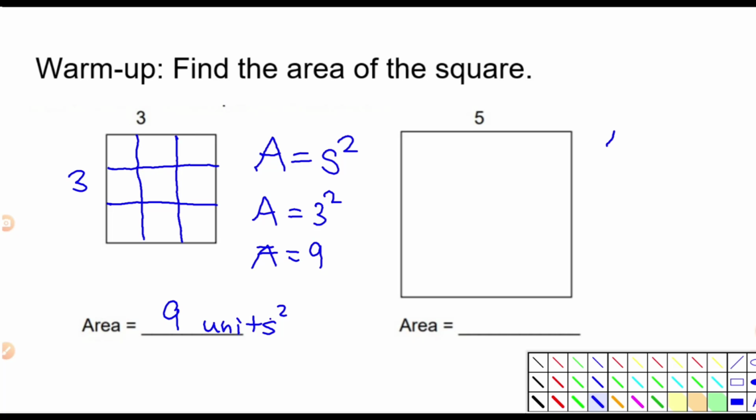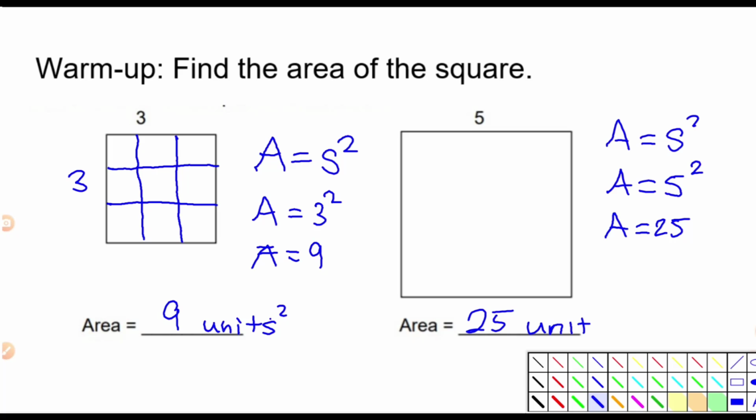Next one should be nice and quick and simple. So area is equal to side squared. So again, area equals just 5 squared. That's all we have to do because all the sides are going to be the same. So you just have to square the side and you'll get your answer. So the area is equal to 25. So my answer is 25 units squared.